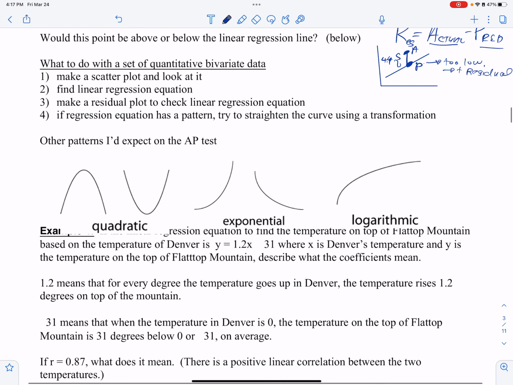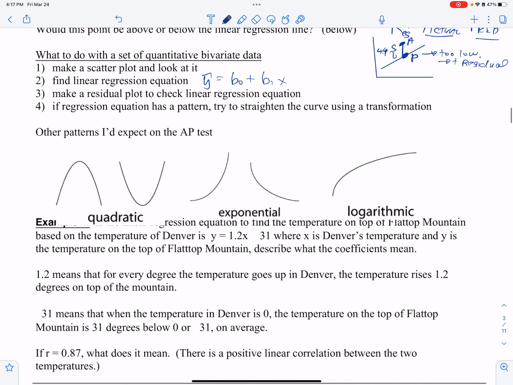Okay, what to do with quantitative bivariate data? So that's making a scatter plot, then a linear regression equation. That's your y hat equals b naught plus b1x. Make a residual plot. You've got to make sure your residual plot has a random scatter.